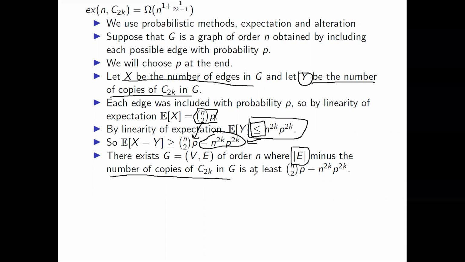And the claim is that the difference is at least n choose 2 times p minus n to the 2k times p to the 2k. We're just using the expectation of that difference being at least that, and that means that there has to be some graph that has that difference at least that. So it's the same trick we always use when we're doing expectation for probabilistic methods.